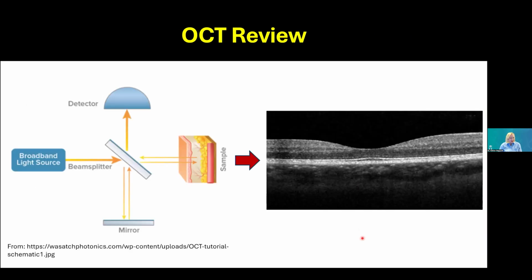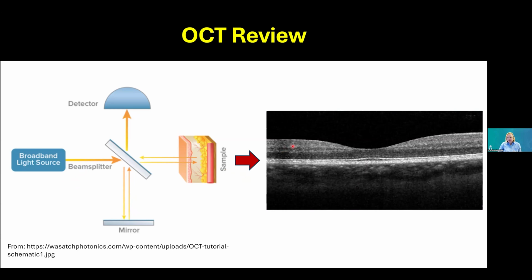So just in case you need a quick review, and I'm going to try to move quickly through these. When we're using our OCT, which is essentially a fancy interferometer, we have a light source, and it's being sent to both a reference mirror as well as a sample. In our case, this is the retina. Light is reflected back from both of these, and the interference pattern is then sent to the detector.